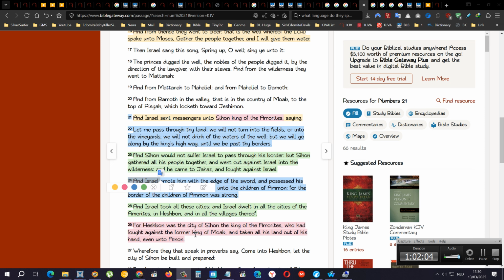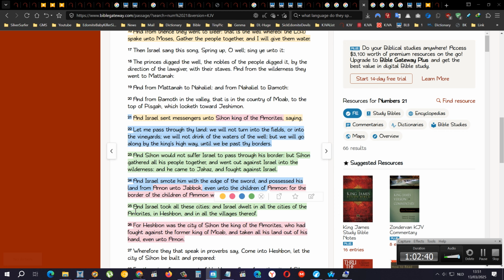Right, let me read it again. It says, and Israel smote him with the edge of the sword and possessed his land from Arnon unto Jabbok, even unto the children of Ammon. For the border of the children of Ammon was strong, so they couldn't fight against the Ammonites. So basically it wasn't even theirs to begin with. But I think somewhere else it was written that they took it from them.